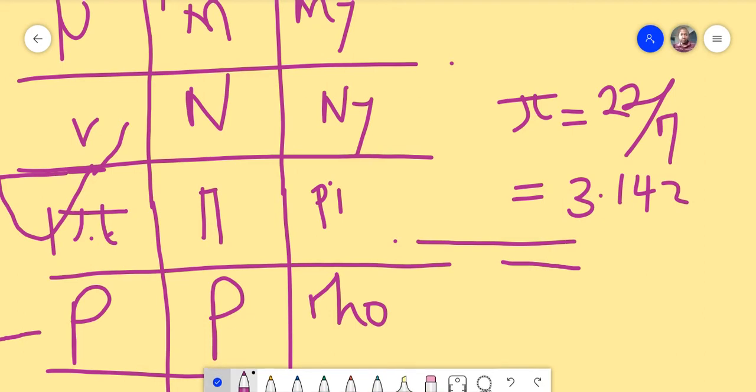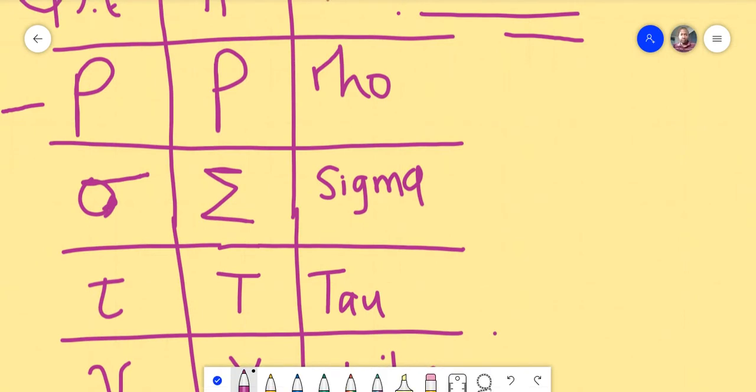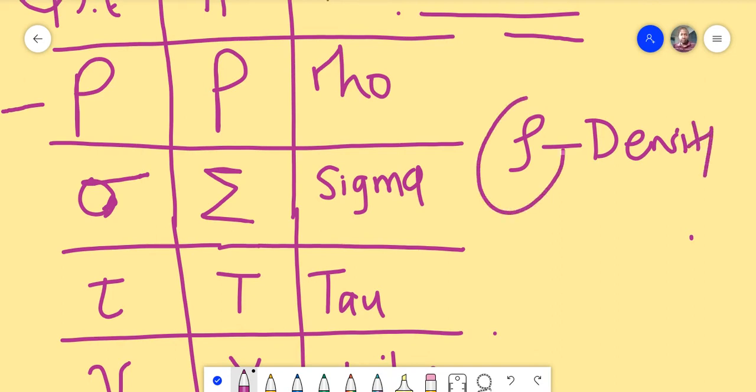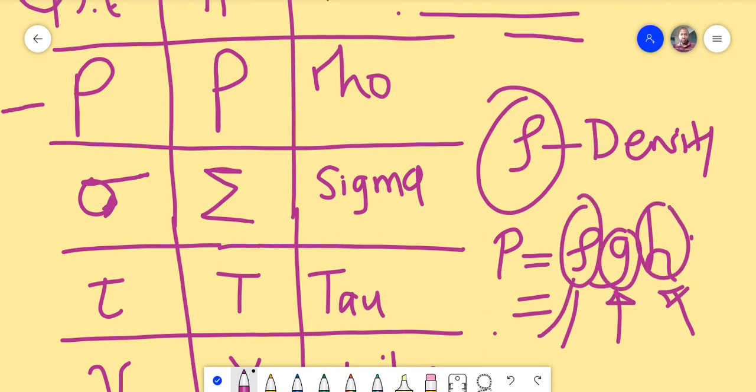Now let's come to the next symbol. The next symbol is rho. Rho is usually used to represent density, especially the smaller one. So when you see density, it is usually represented as rho. Some of you know that pressure is given as rho g h, where rho is density, g is gravitational acceleration due to gravity, and h is the height. So this symbol rho usually represents density.